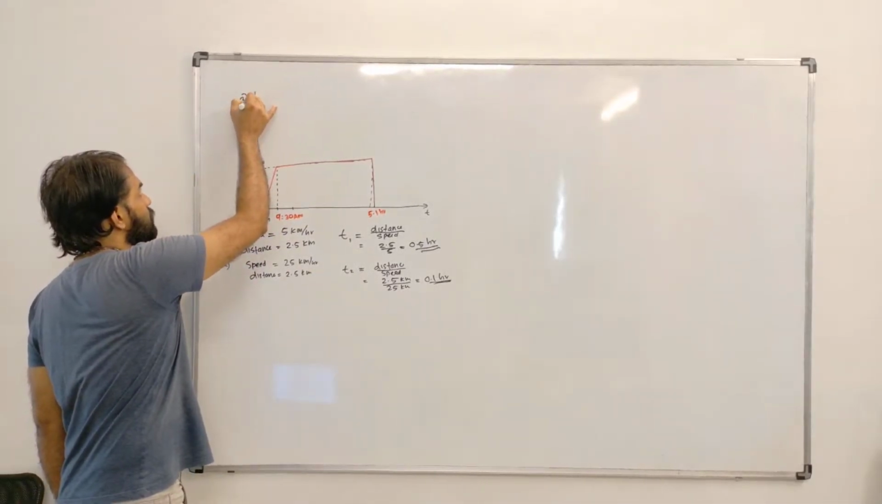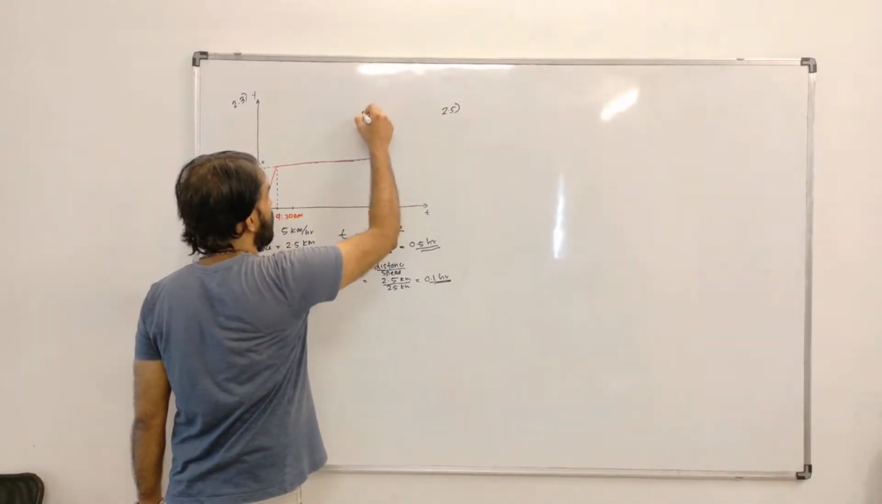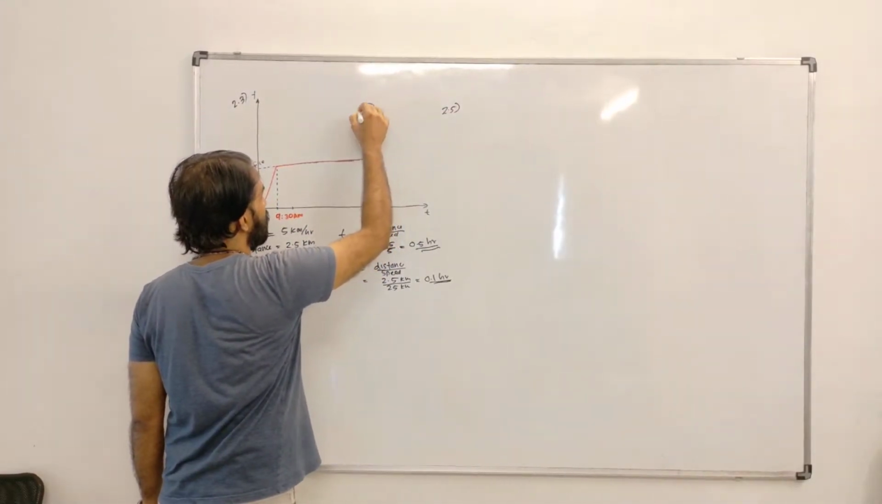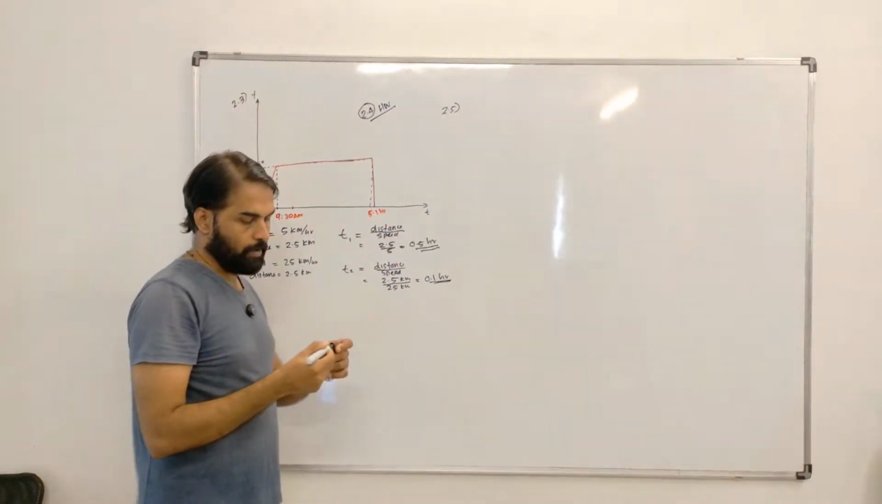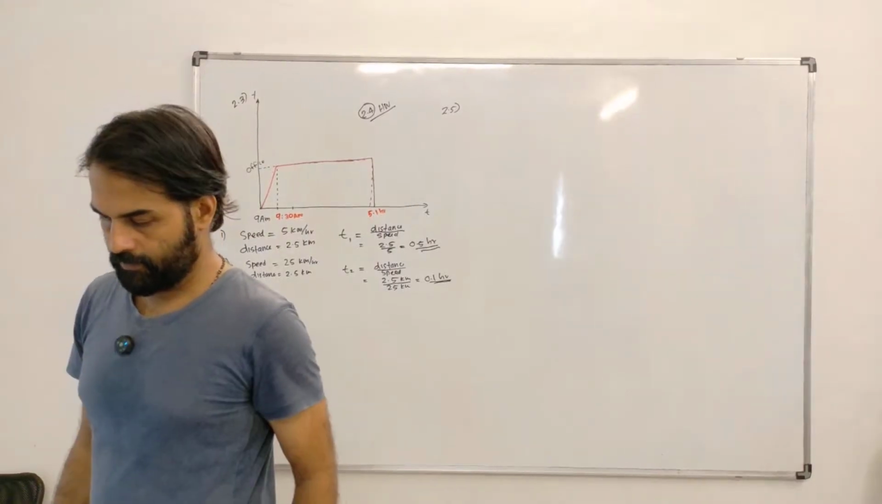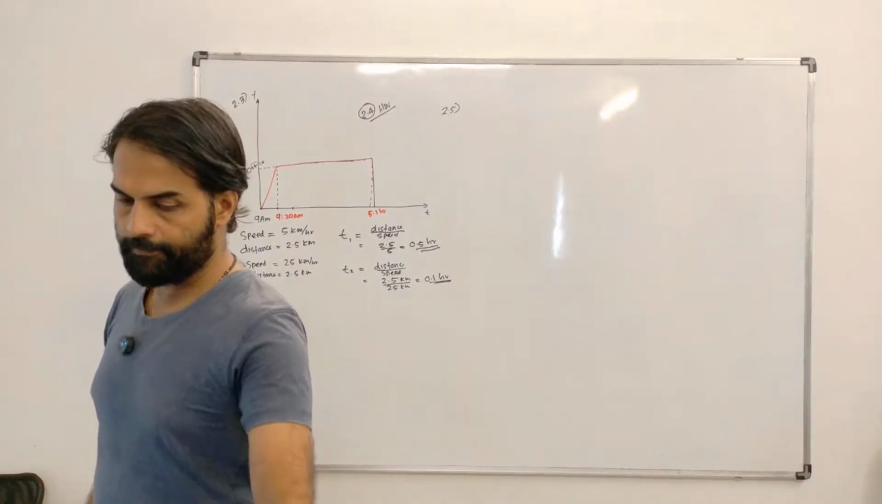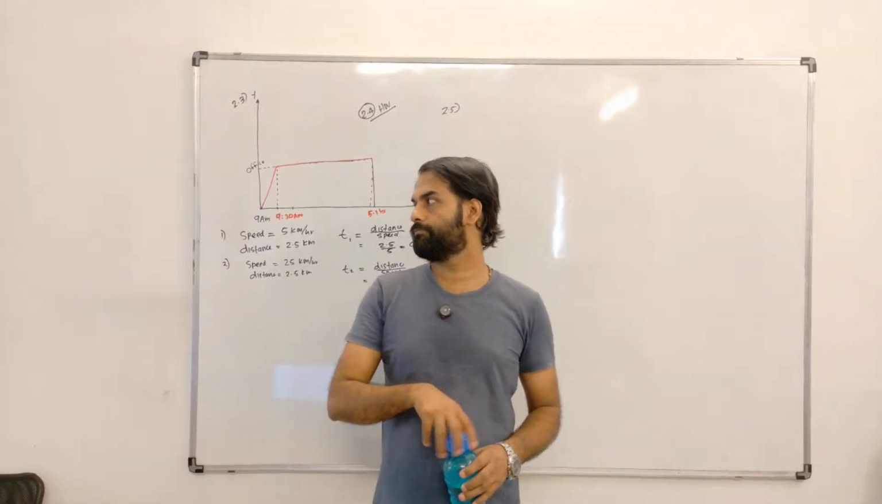2.5. So this is 2.3, now 2.5. Take the 2.4 as homework. Okay.